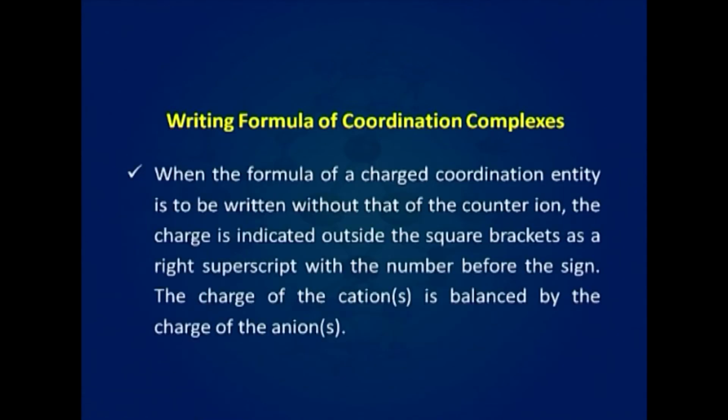In the coordination compound's name, when one of the ions is just an element, the number of the atoms is not indicated with the prefix. Since it still has to be written in the formula, it is determined by balancing the overall charge of the compound. When the formula of a charged coordination entity is to be written without that of the counter ion, the charge is indicated outside the square brackets as a right superscript with the number before the sign. The charge of the cations is balanced by the charge of the anions.